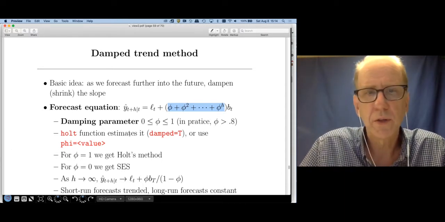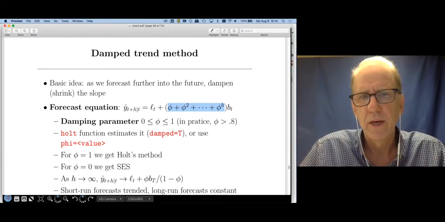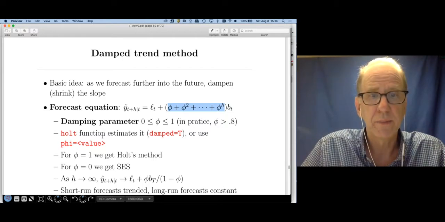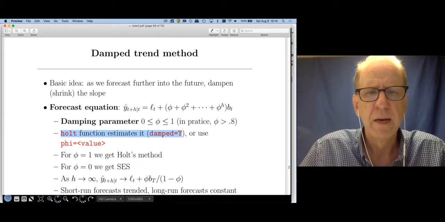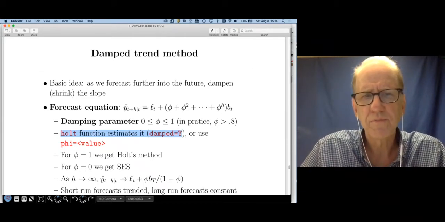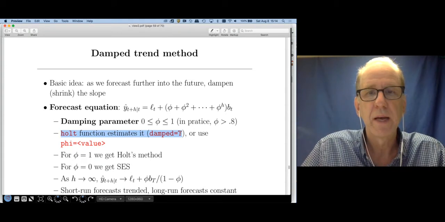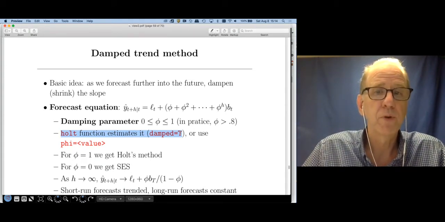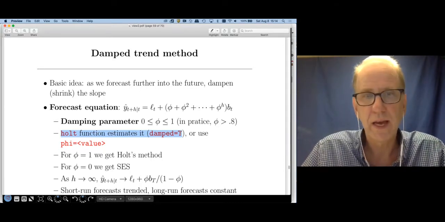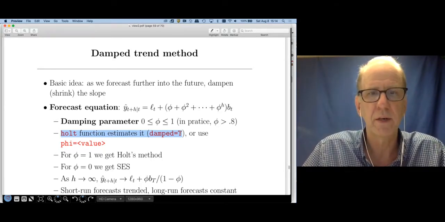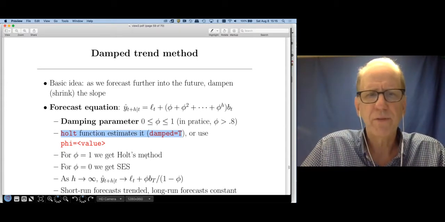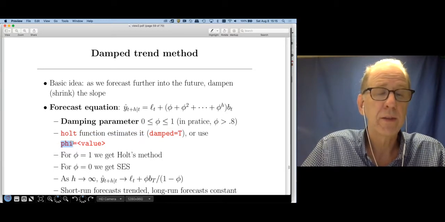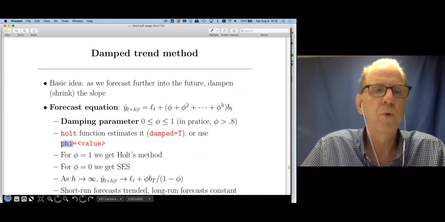So this phi is called the damping parameter, and it's something that R will either estimate. The Holt function estimates it with the damped equals true argument, and it tries to use it. It uses some cross-validation, and as long as the damping part improves your estimate, it uses the damping part. If it finds that the damping doesn't help you, then it just goes back to Holt's method. Or if you want to specify a certain phi value, you can add the argument phi equals 0.9 or whatever you like.